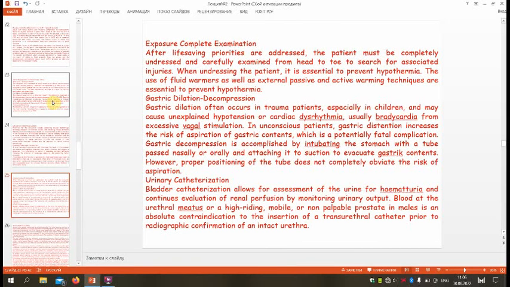Urinary catheterization. Bladder catheterization allows for assessment of the urine for hematuria and continuous evaluation of renal perfusion by monitoring urinary output. Blood at the urethral meatus or a high-riding, mobile, or non-palpable prostate in males is an absolute contraindication to the insertion of a transurethral catheter prior to radiographic confirmation of an intact urethra.